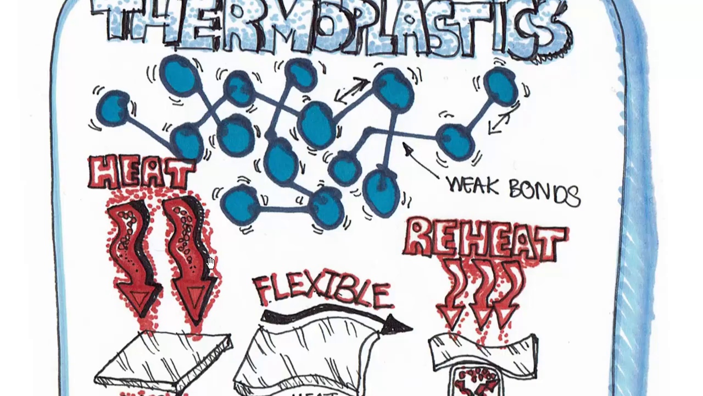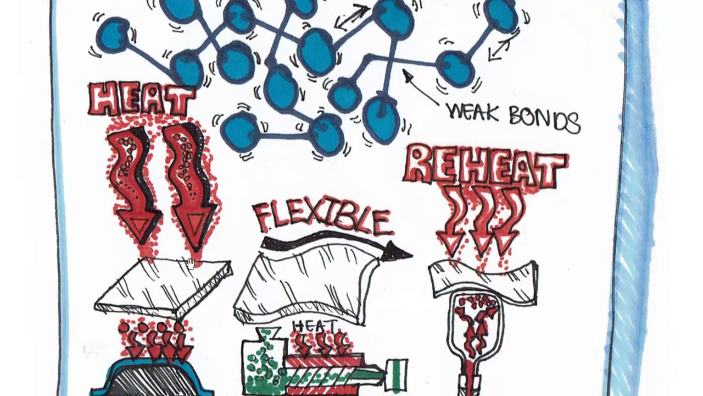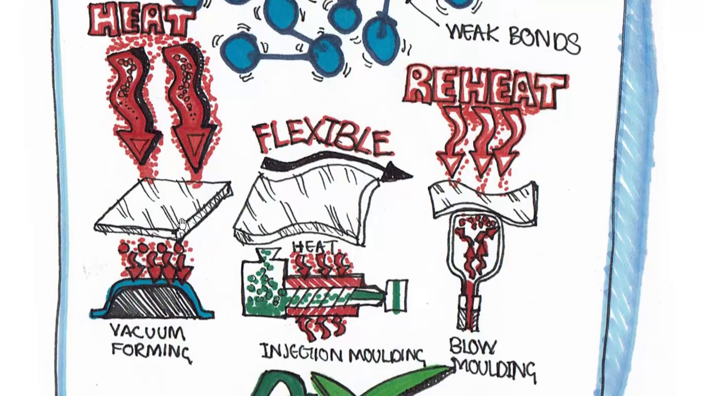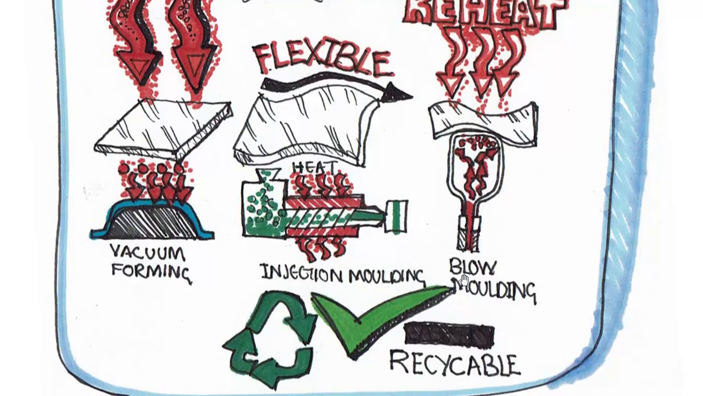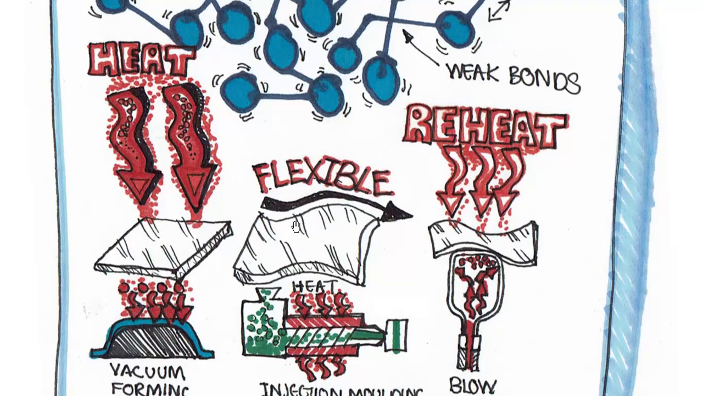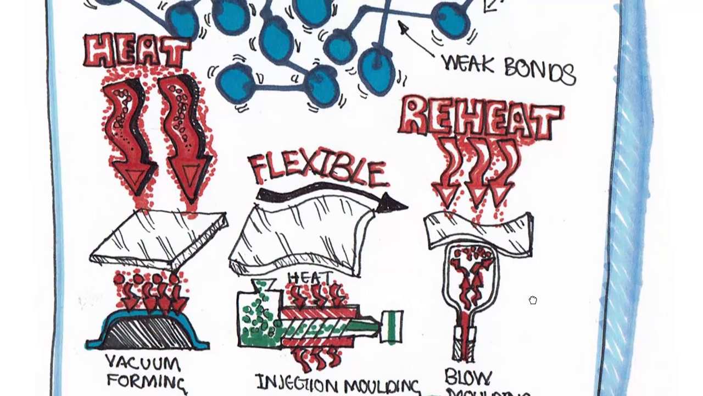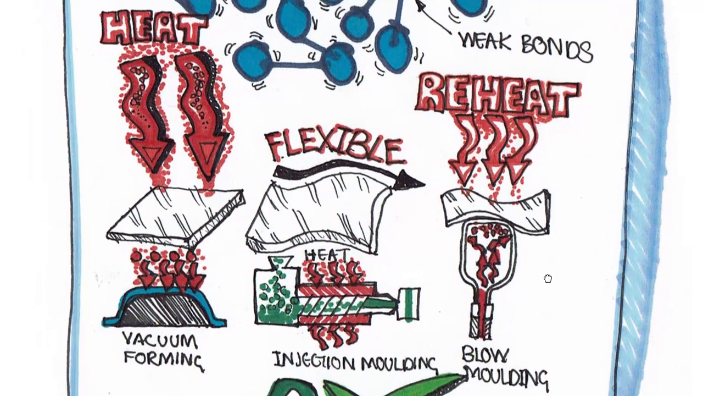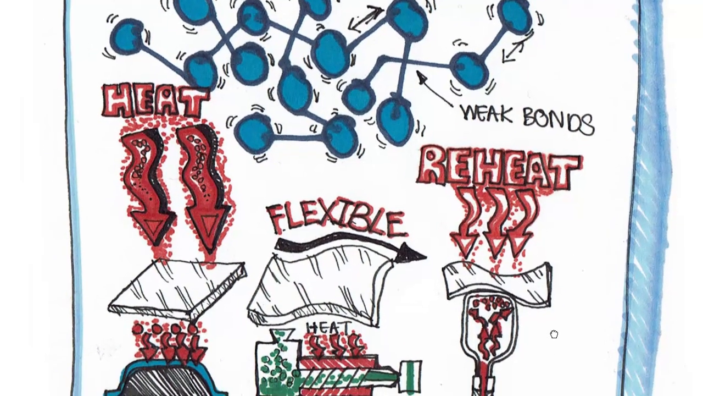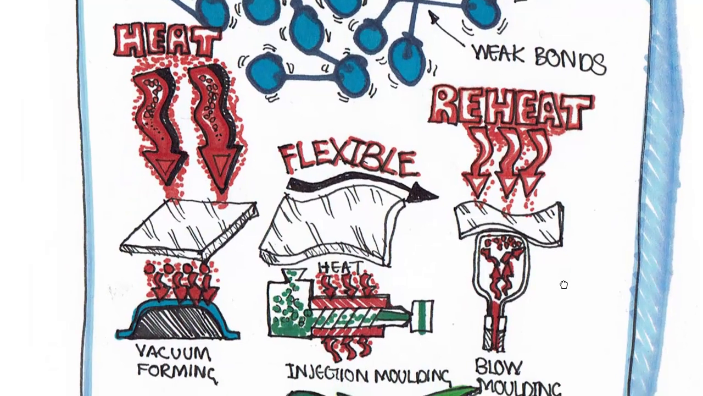So when heat is applied, those bonds can break easily, and so it allows the thermoplastic to be shaped easily around a vacuum form in vacuum forming, or injection molded or blow molded quite easily, because the materials which make up thermoplastics are quite flexible, and they can be reheated once again because of the weak van der Waals bonds between the different monomers inside the plastic.